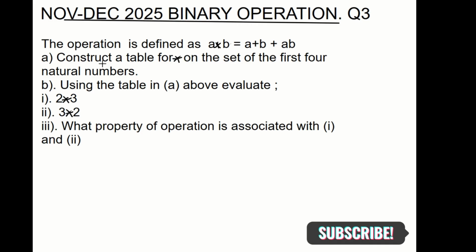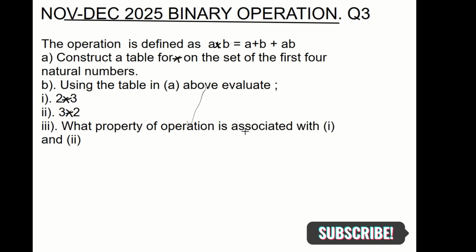Question A. Construct a table for the operation on the set of the first four natural numbers. Using the table in A above, evaluate (I) 2 operation 3, (II) 3 operation 2, and (III). What property of operation is associated with I and II? So we are going to unpack this question and see how we are going to solve it today.